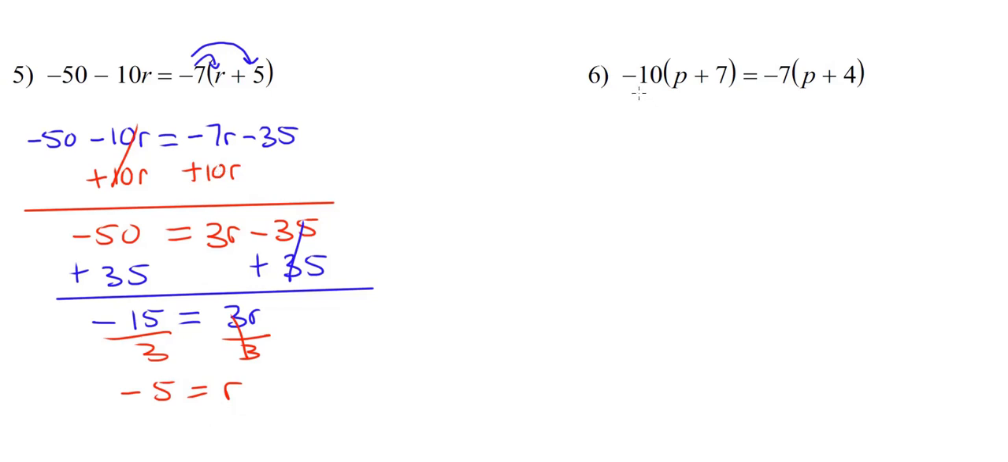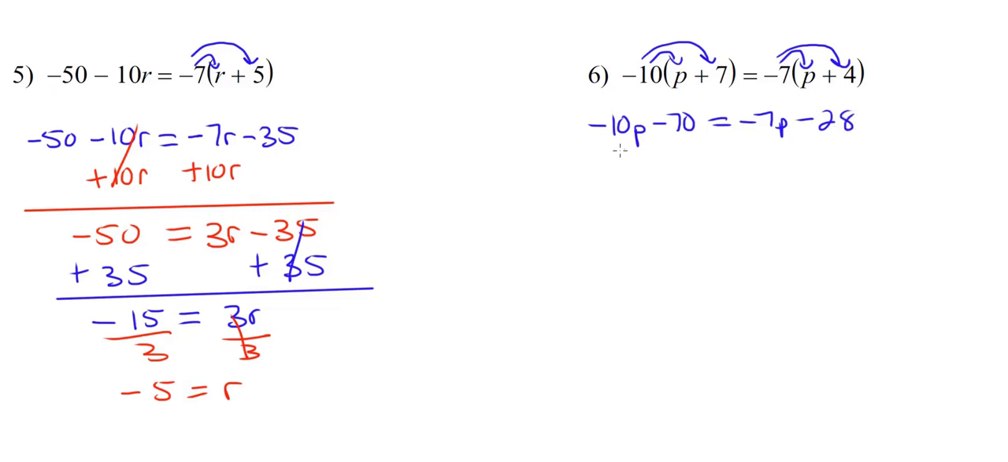Last question, we have negative 10 times p plus 7 in parentheses equals negative 7 times p plus 4 in parentheses. So we have some distributive property taking place here. First, we're going to do negative 10 times p, and that is negative 10p. Then we're going to do negative 10 times 7, and that is negative 70. Then on the other side, negative 7 times p, and that is negative 7p. And then negative 7 times 4, and that is negative 28.